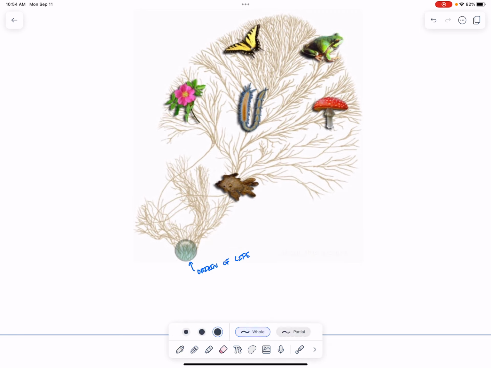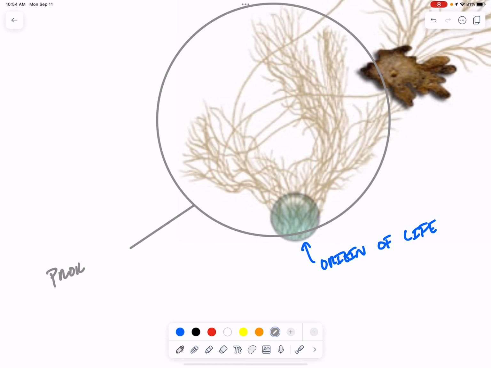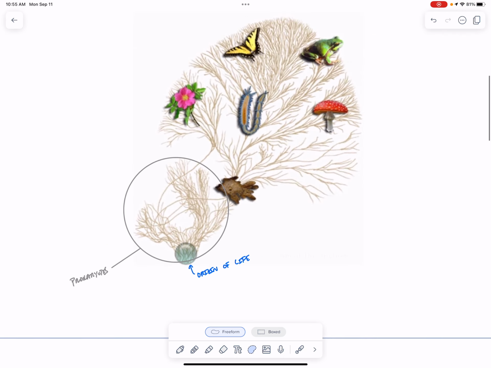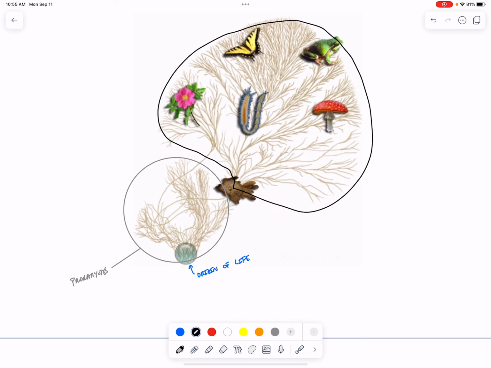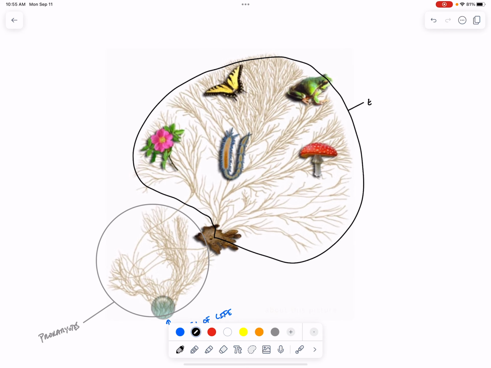This grouping within our tree are the prokaryotes. Prokaryotic organisms are organisms that lack a nucleus. And then our other big classification of organisms are eukaryotic organisms. So everything that's in this area of the tree is eukaryotic.